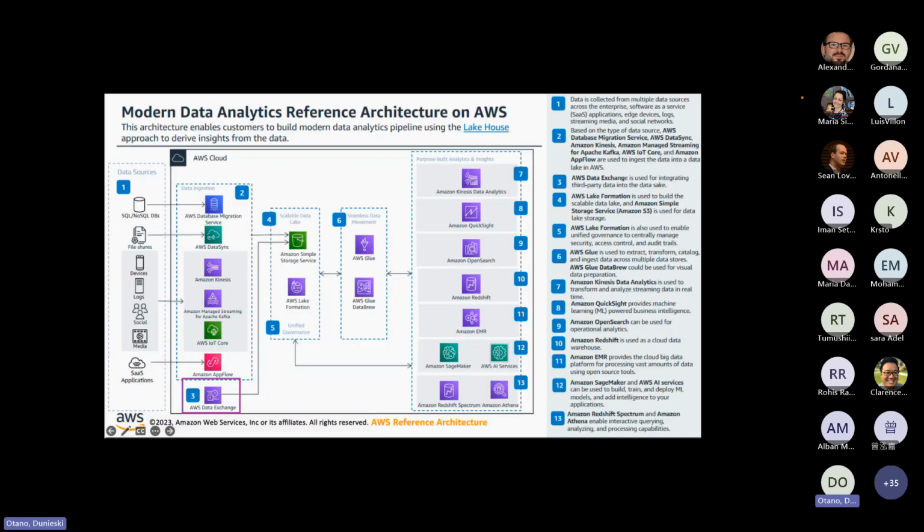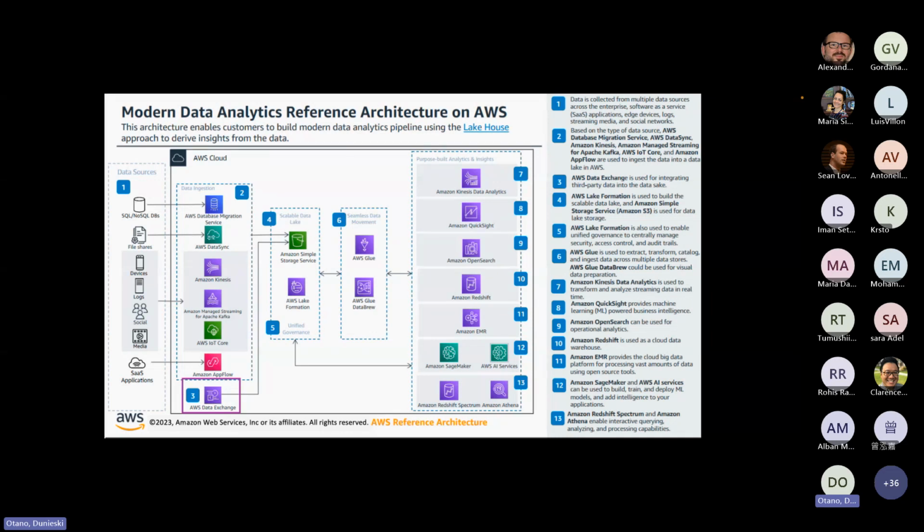And we have Redshift as a warehousing solution that AWS can offer. And we have EMR, which stands for Elastic MapReduce. That's for Hadoop and Hive workloads. It provides a cloud-based data platform for processing vast amounts of data. You'll be using open source tools. So you can accomplish pretty much the same with EMR as you do with Glue, but EMR is more for Hadoop, and it uses servers. Glue is serverless. So one of the advantages of using Glue is you don't have to manage servers.